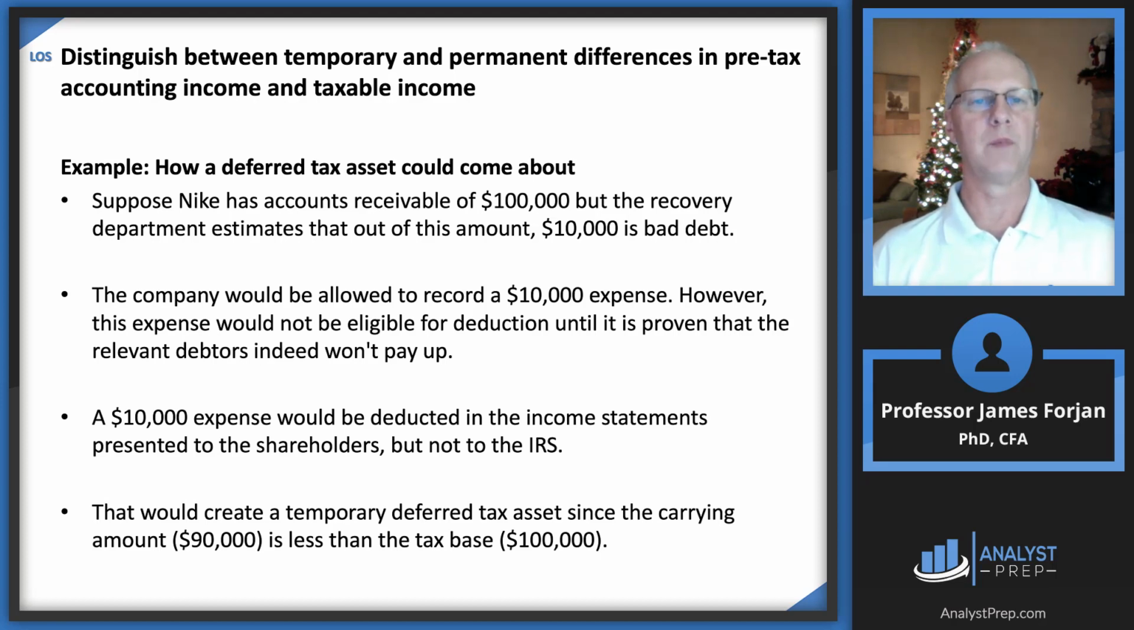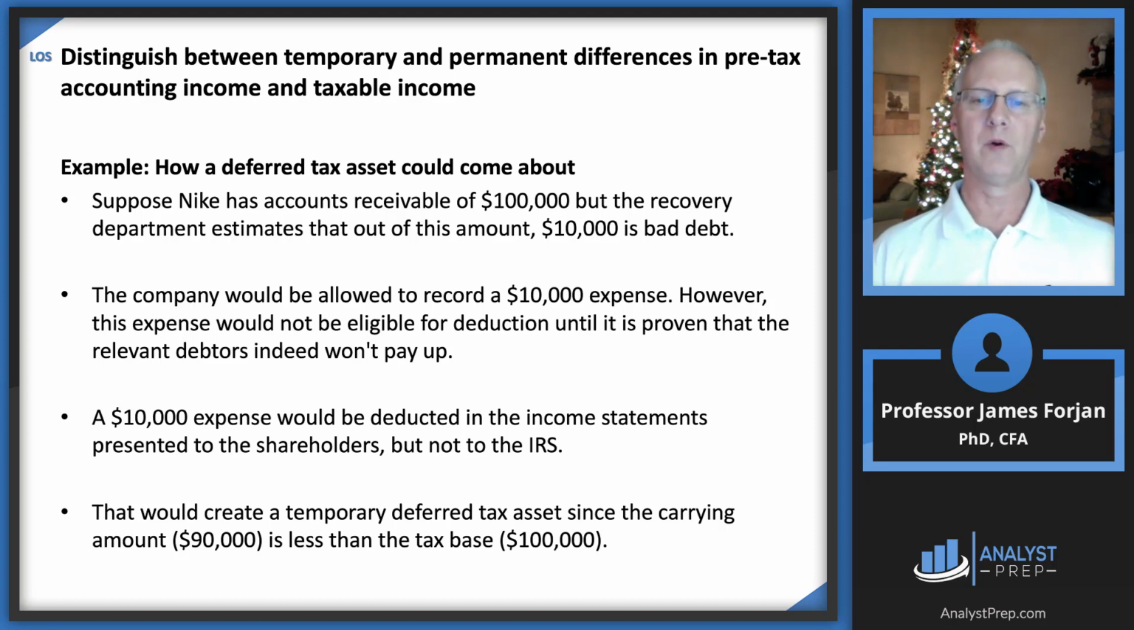All right, here's an example. Let's suppose that Nike has accounts receivable of $100,000, but the recovery department estimates that out of this amount, $10,000 is bad debt. Now, remember back in the old days in accounting, you would get out your journal entry and you would say, okay, $10,000 bad debt expense, $10,000 allowable for bad debts. But we need to be just a little bit more specific here.